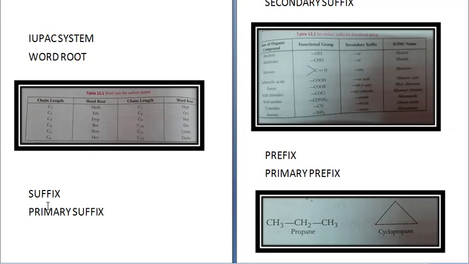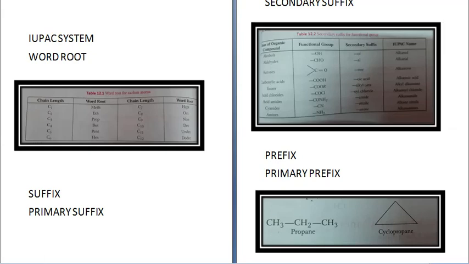For COOR, esters, alkyl oate. For acid chloride, COCl, it will be oyl chloride. For acid amide, CONH2, it will be amide. For cyanide, CN, it will be nitrile, and for amines, NH2, it will be amine only. So these are the ways suffixes are given.